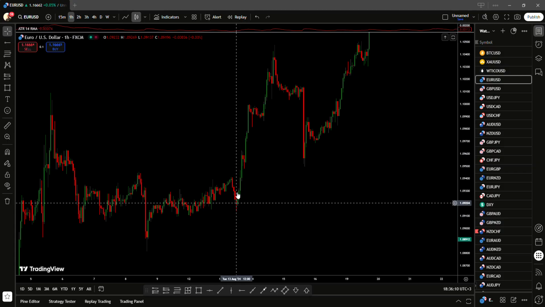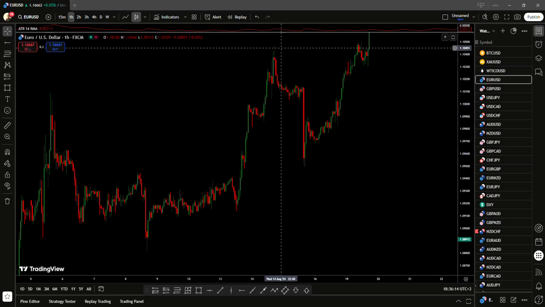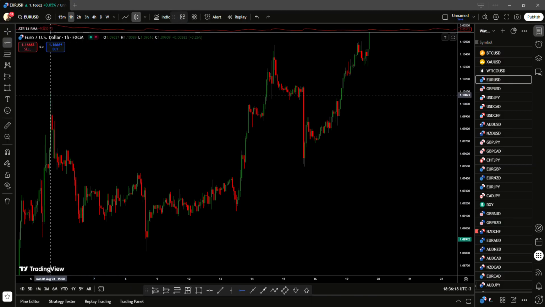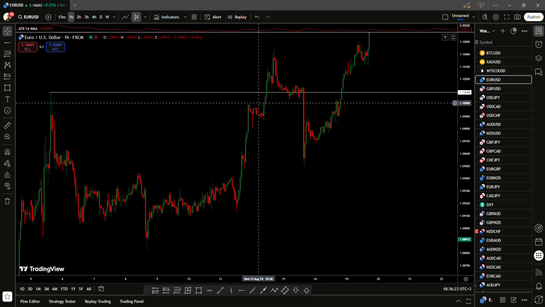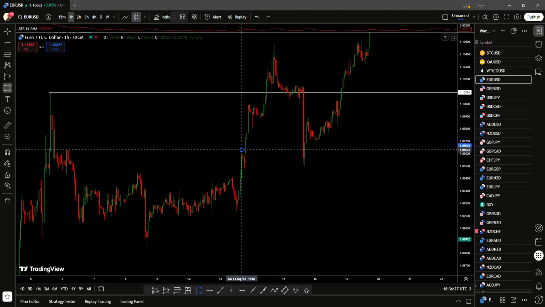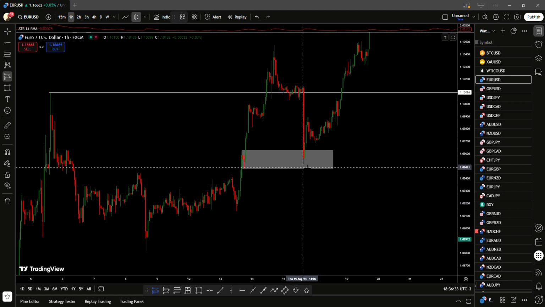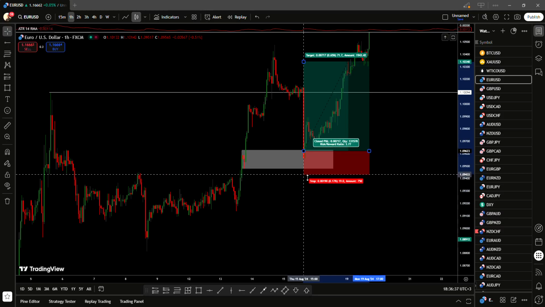There is rally, base, rally, and then we broke the structure here. There's a break of structure here. You see, rally, base, rally, breaking structure here. So what you do, just mark your indecision candles clearly like that, and then put your entries there, slightly below.